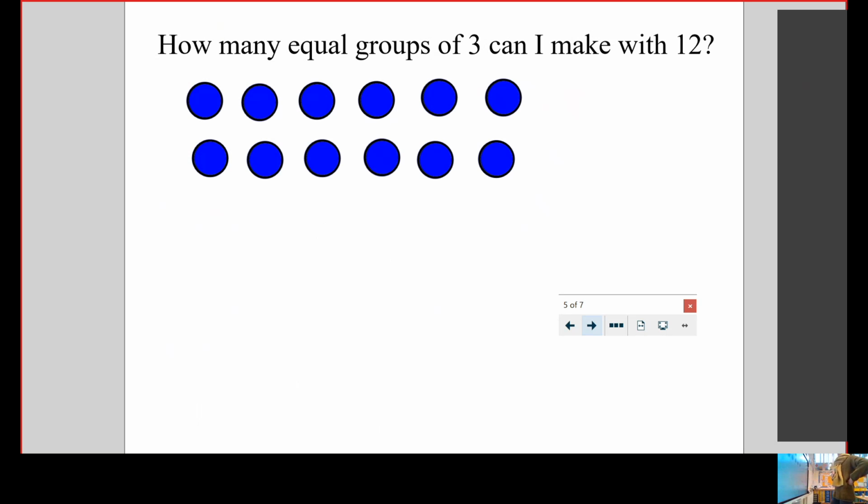Okay, let's have a look now. I'm going to see if you can have a go at this question. So how many equal groups of 3 can I make with 12 counters? So you've got 12 counters here. How many equal groups of 3 can you make? Pause the video now and then come back once you've had a go yourself.